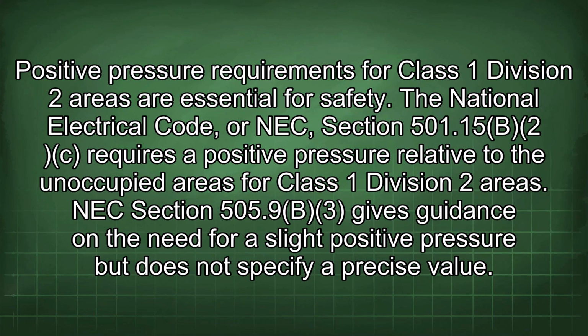Positive pressure requirements for Class 1 Division 2 areas are essential for safety. The National Electrical Code, or NEC, Section 501.15b requires a positive pressure relative to the unoccupied areas for Class 1 Division 2 areas. NEC Section 505.9b3 gives guidance on the need for a slight positive pressure, but does not specify a precise value.